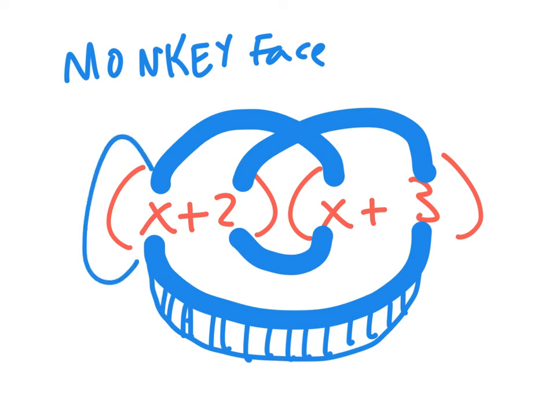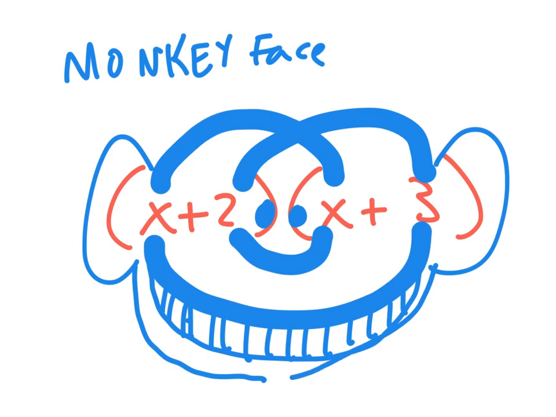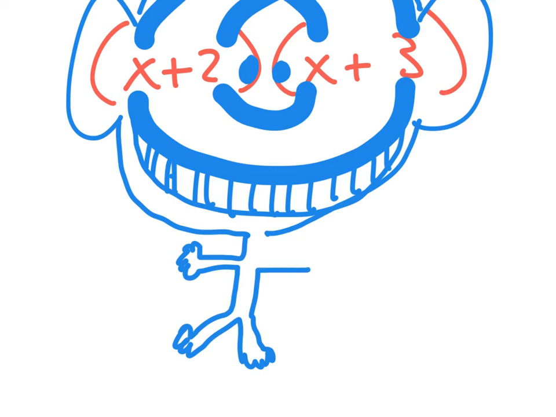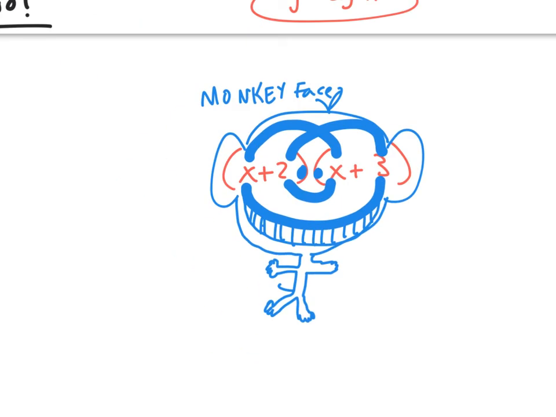Let me put some ears on this guy. Let me give it some eyes. Okay, and then let's draw a monkey. Here's a little bit of hair. And then here's the rest of the body. Okay, and this is exactly how a monkey looks. And they've got a little tail here. And that's that, okay? So if you get that, you're doing it right.